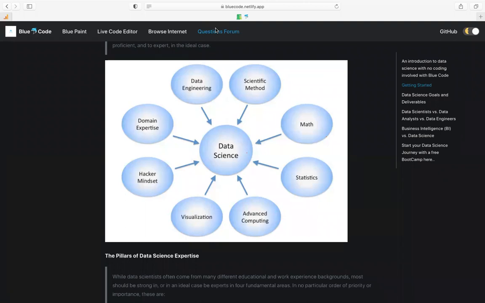So you see all those statistics. You are going to do a lot of advanced computing. Then visualization, it's obvious. You are going to visualize your data in the form of bar charts, pie charts, and a whole lot. Visualization. Hacker mindset. When you talk about hacker mindset, not that you are going to hack. No, hacker mindset, you are going to be very intelligent and smart.